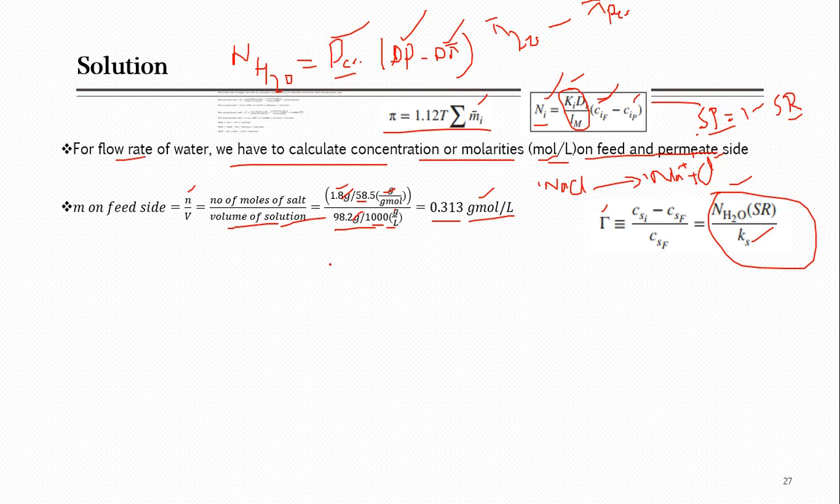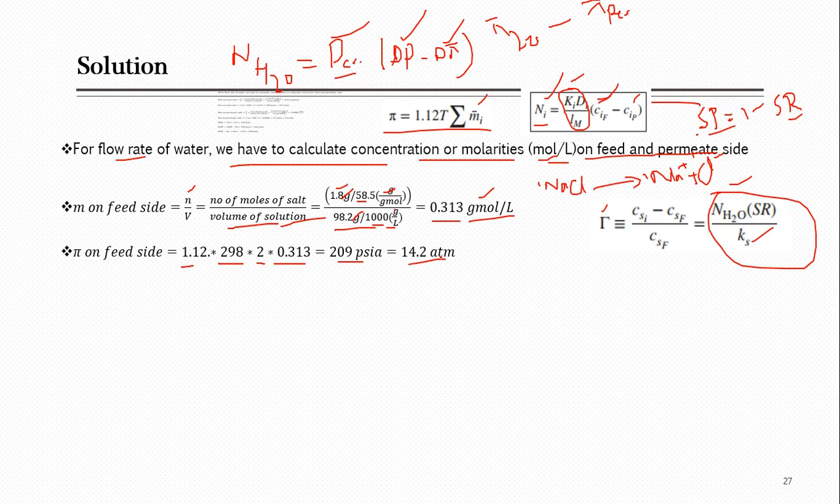Based on this, we can use this value to calculate pi. Pi is equal to 1.12 multiplied by temperature, as you know that temperature should be used in Kelvin. Then multiply by this 2, which indicates that Na plus and Cl, 2 ions, are generated here, multiply by 0.313, the molarity. So multiply by 2 because these are 2 ions, and overall you will get 209 psia. And finally we have converted it into atm.